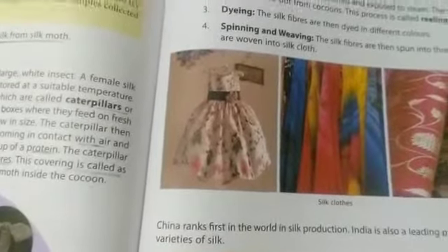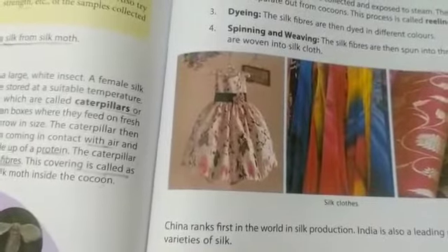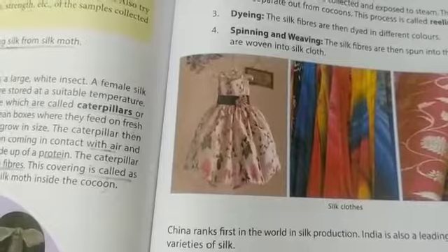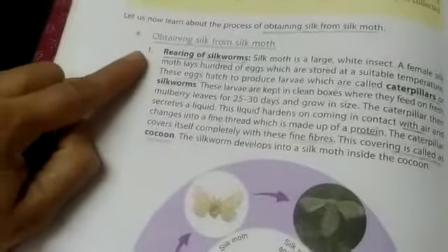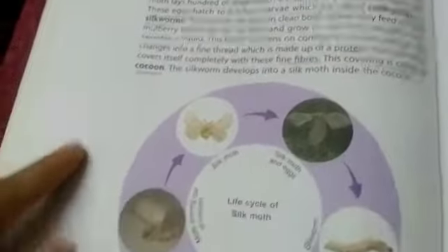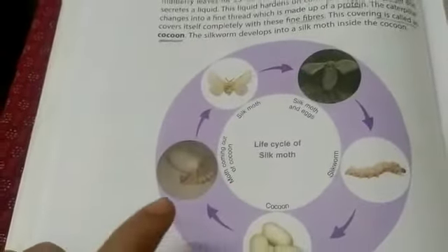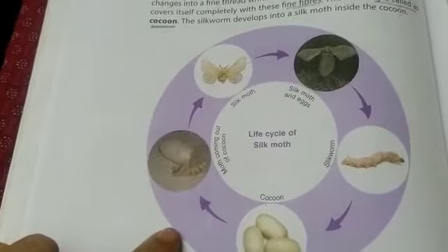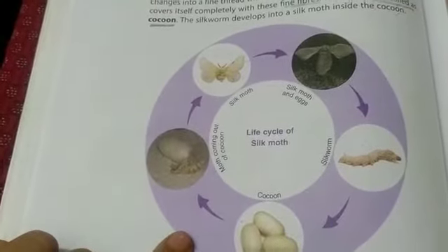The thing is that what you have to do, you have to remember these steps. So first step is rearing of silkworm. You can see first rearing of silkworm. And this is the life cycle of silk moth. In examination, this question is going to be asked. So try to make practice of forming this diagram.